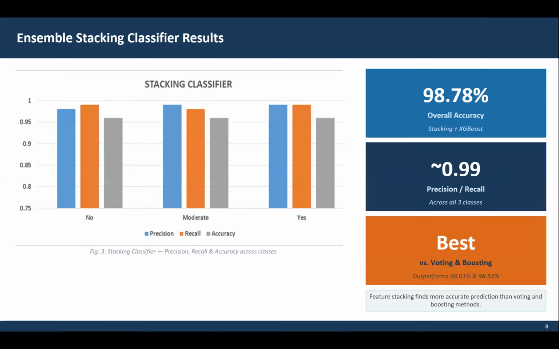Then comes the ensemble stacking classifier, which we have used in the paper. The ensemble stacking classifier gives us an overall accuracy of 98.78%. The precision and the recall are 0.99, and stacking is working best rather than voting and boosting in our research paper.